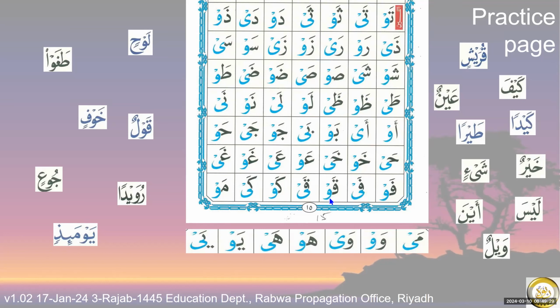Qaf fatha waw sukun qaw. Qaf fatha ya sukun qay. Kaf fatha waw sukun kaw. Kaf fatha ya sukun kay. Mim fatha waw sukun maw. Mim fatha ya sukun may. Waw fatha waw sukun waw. Waw fatha ya sukun way. Ha fatha waw sukun haw. Ha fatha ya sukun hay. Ya fatha waw sukun yaw. Ya fatha ya sukun yay.